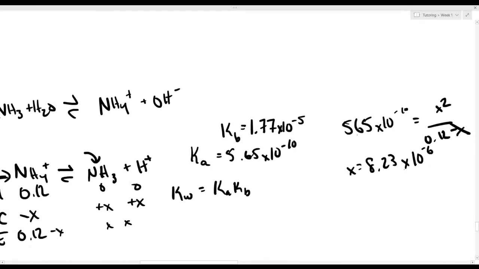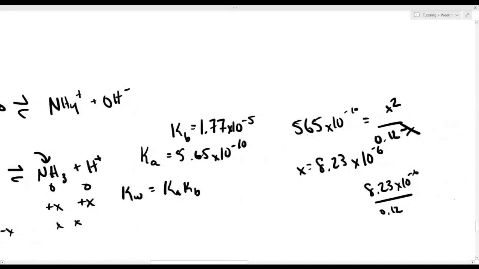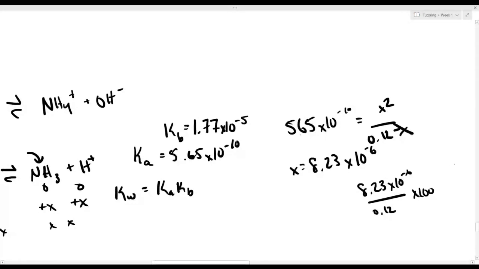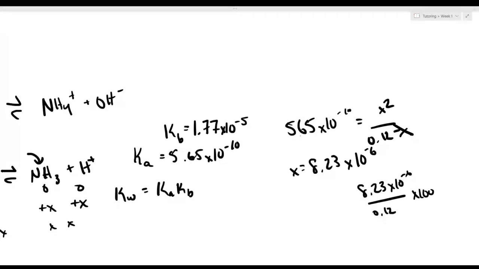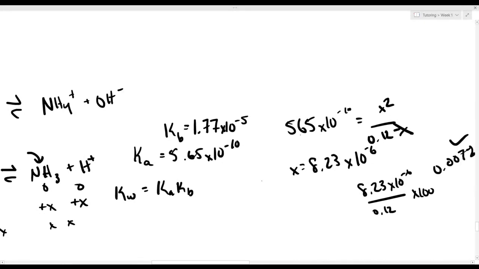Okay. Then again, I use the small x approximation, so I have to check that the small x approximation worked. So I'm going to go ahead and do 8.23 times 10 to the negative 6th over 0.12 times 100 to get to a percent. It's going to be tiny, so I know it works, but I'm going to go ahead and just get the number anyways. Times 100. Okay, that's 0.007%. We're good. Okay. So, are we done?